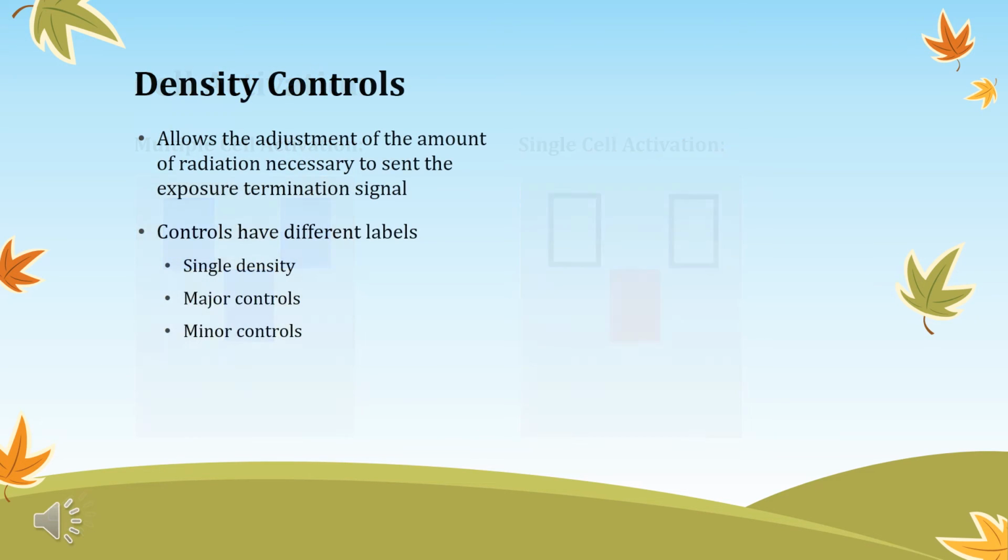Density controls allow the adjustment of the amount of radiation necessary to send the exposure termination signal. Controls have different labels, such as single density, major, and minor controls, based on each manufacturer. AEC systems are designed to control kVp changes automatically. When the configuration of ionization chambers cannot be adapted to necessary positioning, proper use of density controls is accomplished.